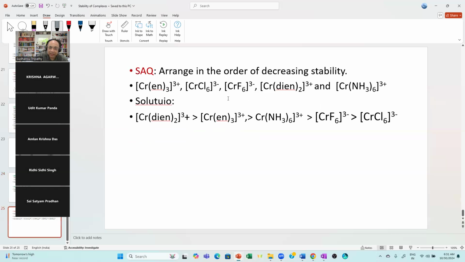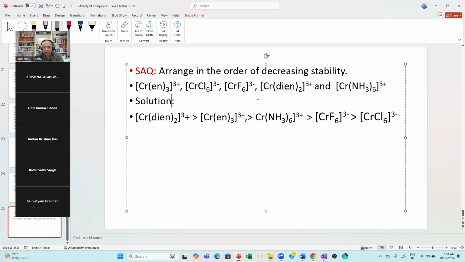So this finishes. And can you arrange this? I have unfortunately written the answer. Okay, since we have less time, I have given this tris(ethylenediamine) chromium, all chromium plus 3 complexes, but different ligands. This is hexaammine, this is bis(diethylenetriamine), and this is fluorido, hexachlorido, ethylenediamine.